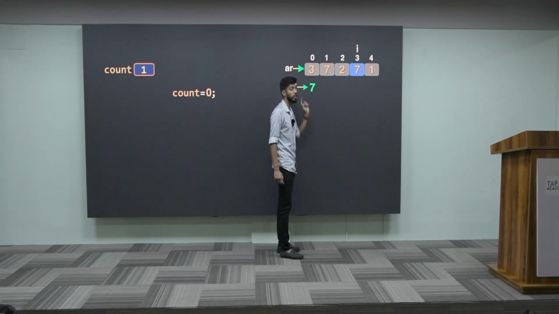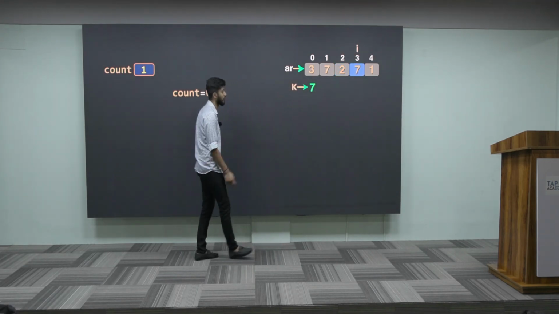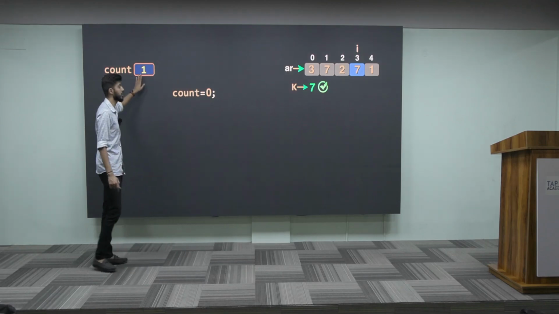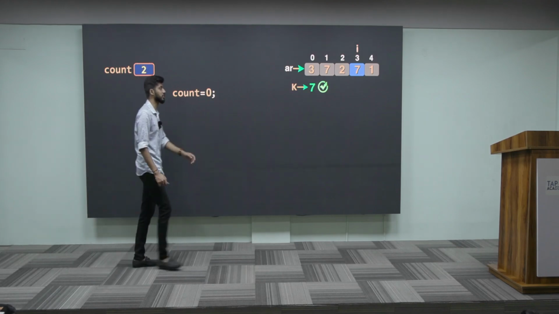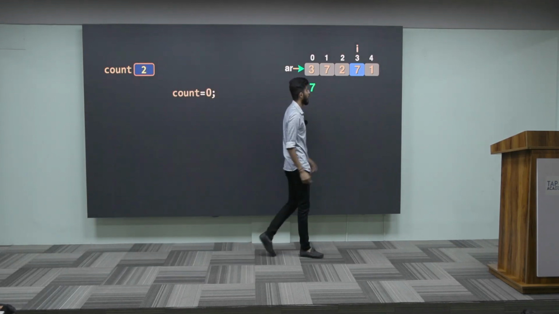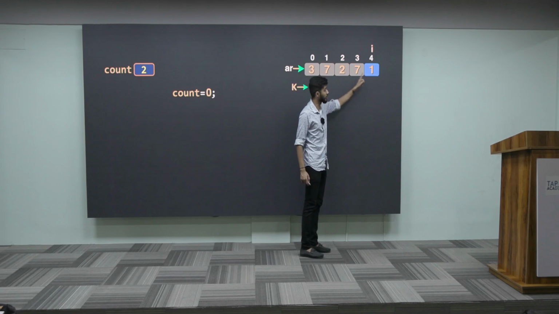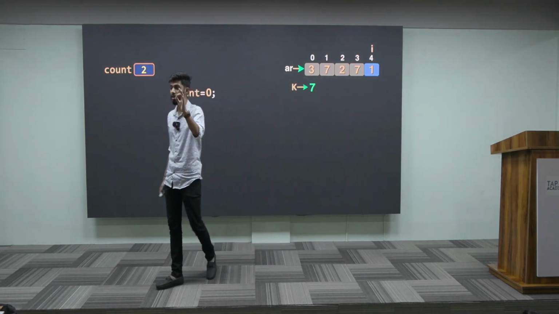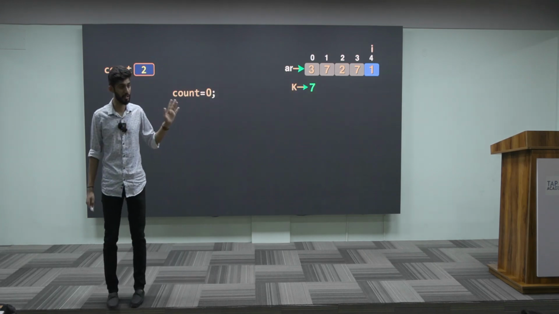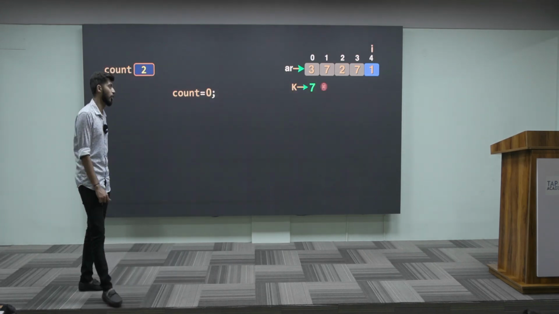Are they equal or not equal? Equal. If it is equal, what should I do? Increase the value of count. Count becomes how much? 2. Next, after this, again I need to go to the next element. And if I go to the next element over here, are they equal or not equal? Not equal. Should I increase the count? Decrease the count? Do nothing. Correct or not? Yes. So I will not do anything.